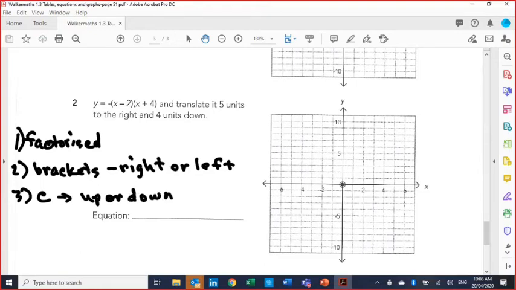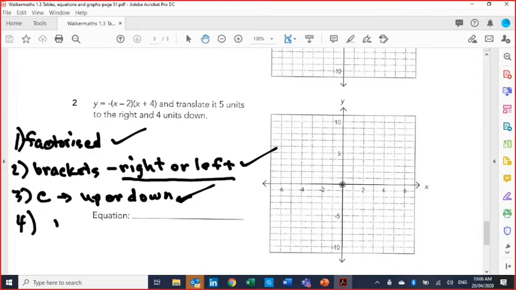Right? Now also remember though, if you're talking about right or left, when we put that number in the bracket, it's going to change its sign. So if it's right, it actually is a negative. If it's left, you're going to put in a positive. Okay? So those are your 3 steps. It has to be factorized. Then you're going to see how the brackets change. If they do, then you're going to see if it's up or down.